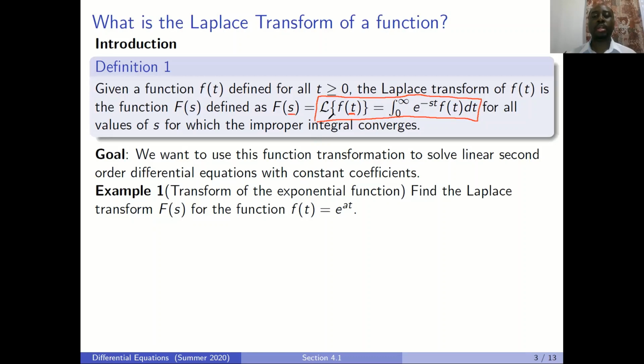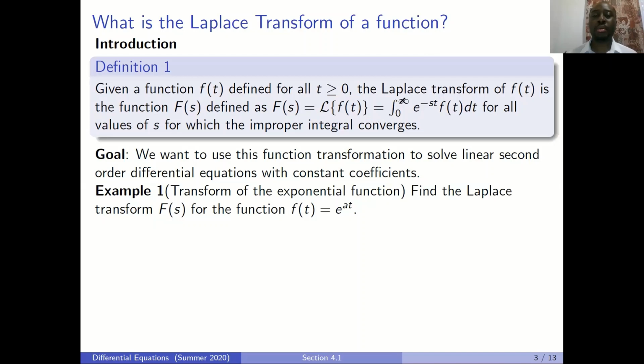Now, the domain of the function for which we are calculating the Laplace transform, or at least the domain of interest, is from 0 to infinity. So we are only concerned about the behavior of the function on the positive real axis. And then we apply this integral process to convert it to a function in terms of s.